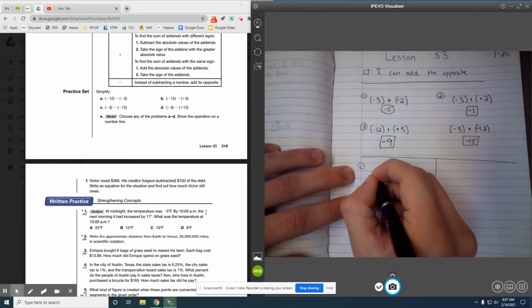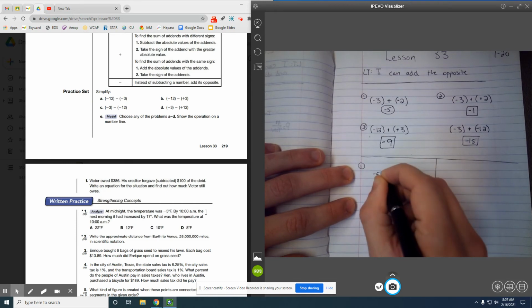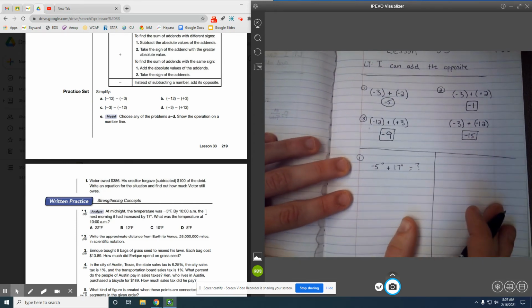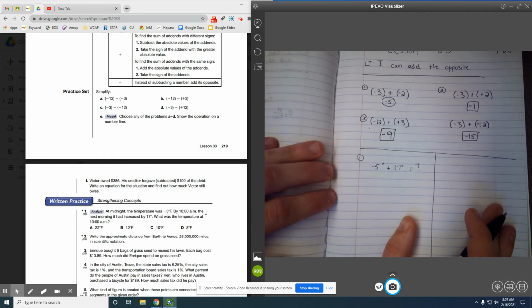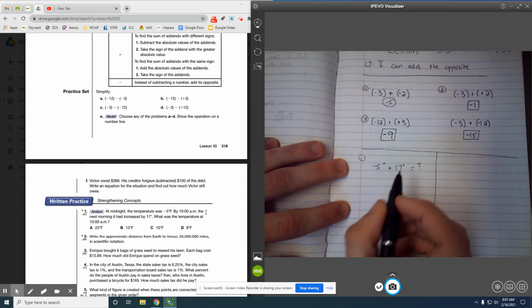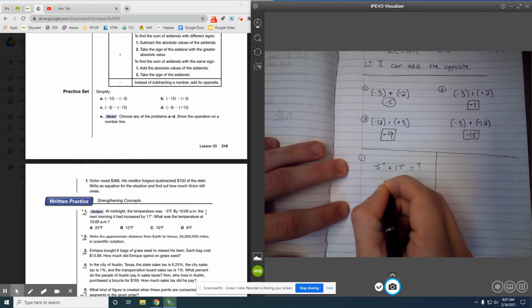So we know it was -5. And we added 17 degrees. We want to figure out what that is. So we can kind of visualize that on a number line, just kind of like we're doing right now. We have one of each, and we have an addition problem. We have 17 minus 5. 17 minus 5 is going to be 12.